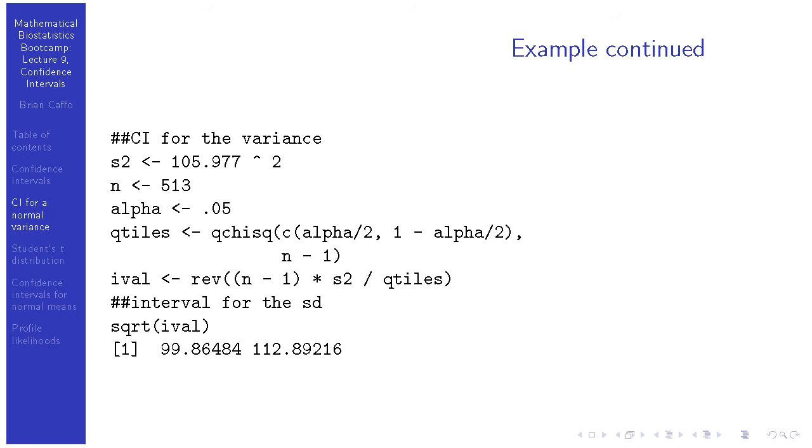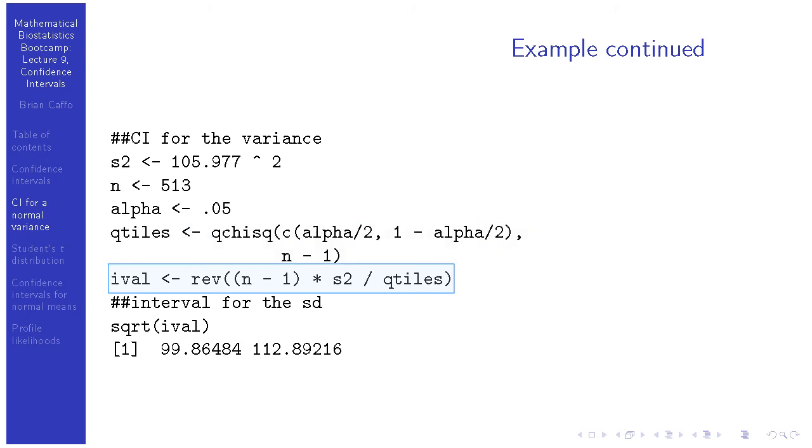I give the R code here. So I gave the standard deviation, so our variance is 105.977 squared. Our n in this case is 513. We want a 95% confidence interval, so our alpha is 0.05. For the quantiles that we want, we can just use the qchisq function to grab those quantiles. This function right here just grabs the two quantiles.